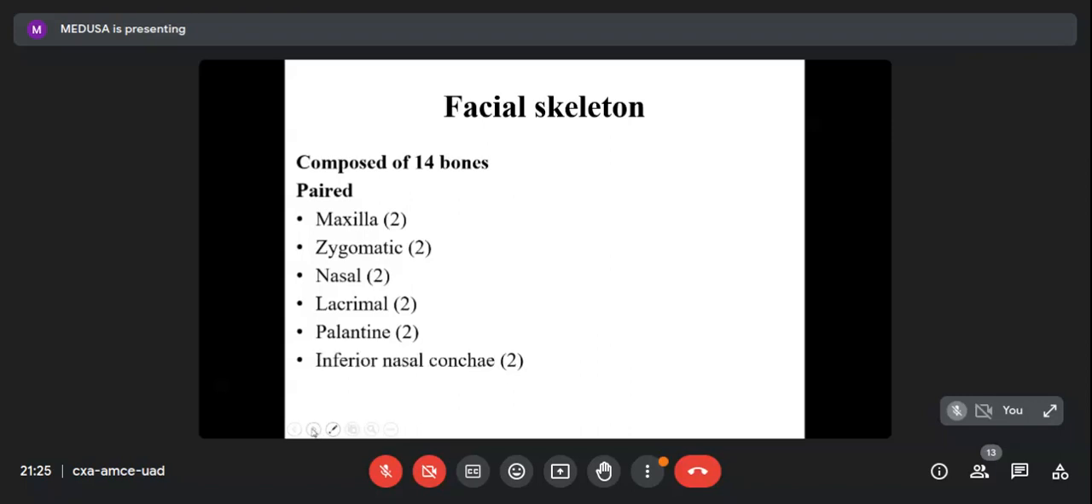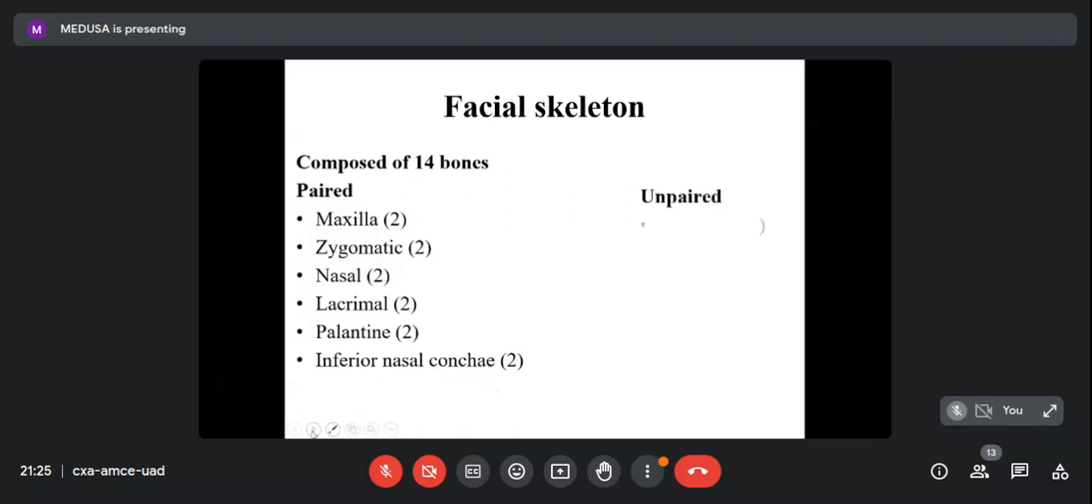Then we have what we call the inferior nasal concha, or conche, depending on who taught you anatomy. You can call it anything for as long as you're able to remember that the inferior nasal concha is found just underneath the nose, just there. Okay, so very high yield to know.